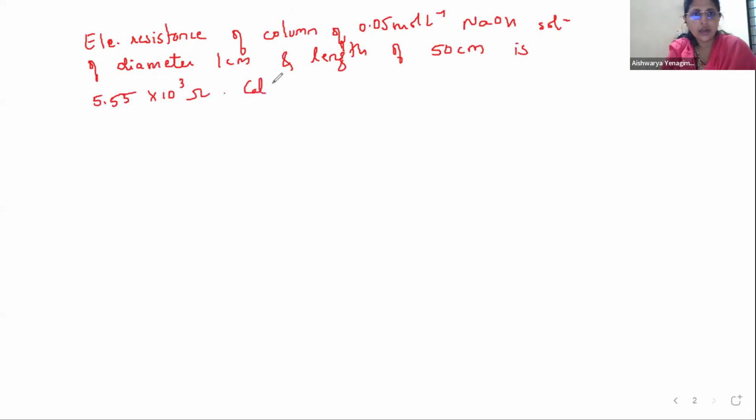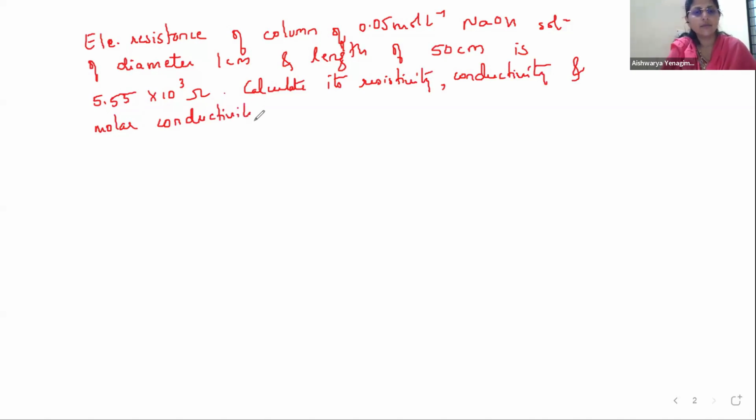Okay. Calculate its resistivity, conductivity, and also molar conductivity. Molar conductivity. So this is my first numerical based on the concepts we have discussed. Resistivity, conductivity, and molar conductivity. Okay, so how do you do this? Tell me.